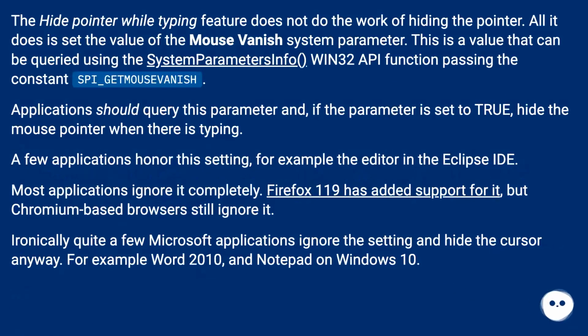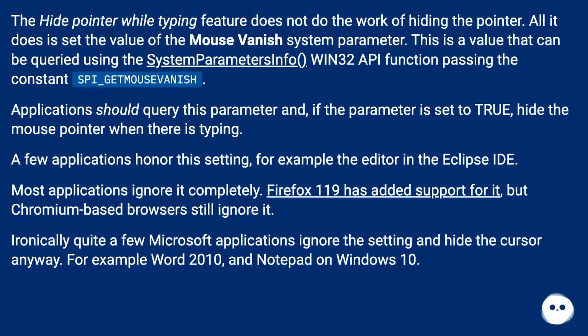The hide pointer while typing feature does not do the work of hiding the pointer. All it does is set the value of the mouse vanish system parameter. This is a value that can be queried using the SystemParametersInfo Win32 API function, passing the constant SPI_GETMOUSEVANISH. Applications should query this parameter and, if the parameter is set to true, hide the mouse pointer when there is typing. A few applications honor this setting, for example the editor in the Eclipse IDE. Most applications ignore it completely.